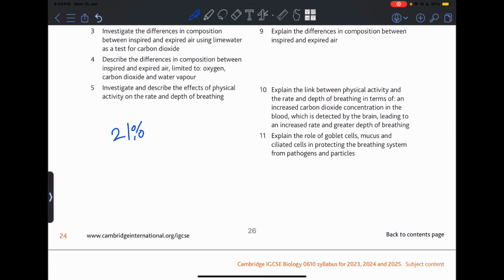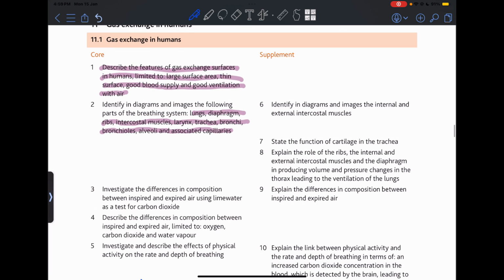Now, number 5 says investigate and describe the effects of physical activity on the rate and depth of breathing. As I said before in chapter 9, physical activity will increase the rate and depth of breathing, so you will breathe faster and more deeply when you are doing higher physical activities.